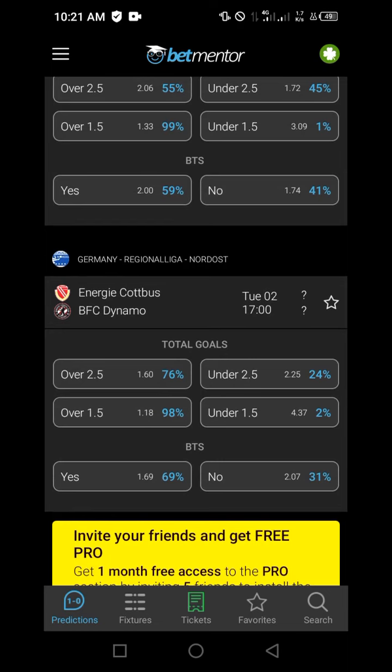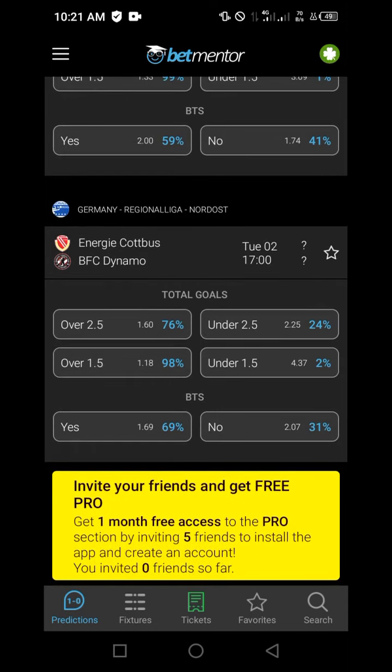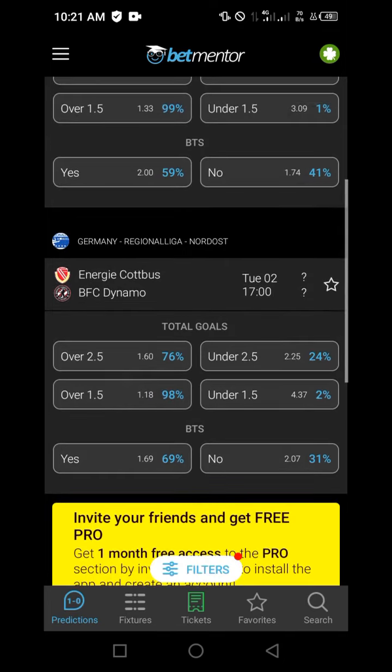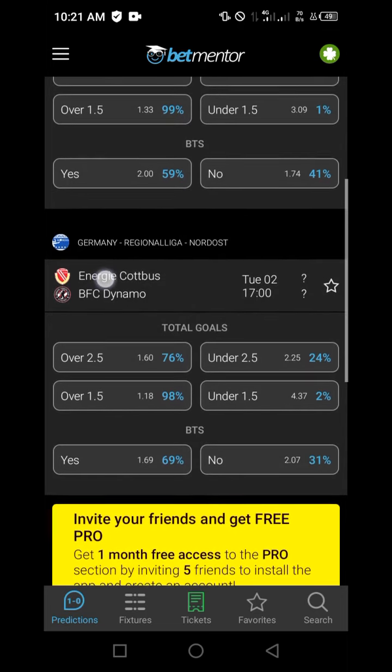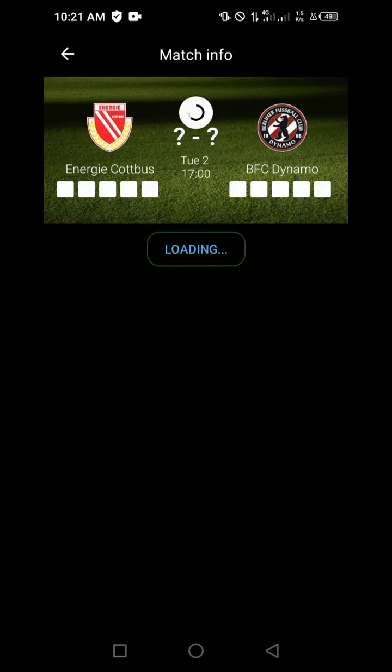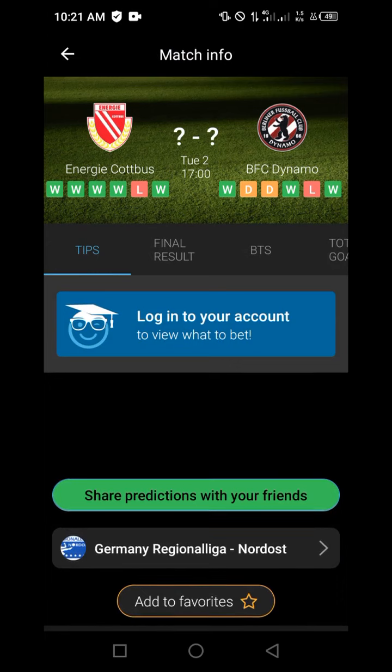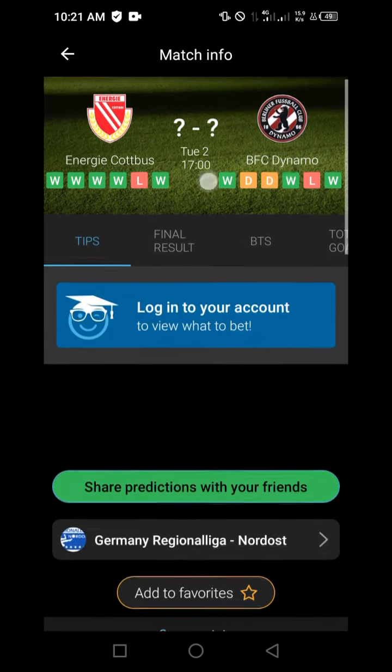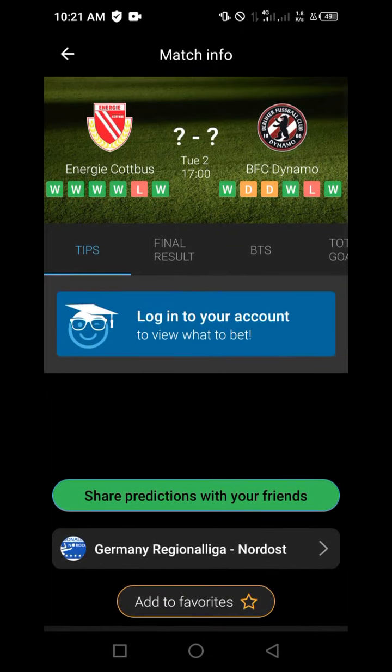Once you have made note of which percentage is the greatest, as in this case 98% for over 1.5 goals, the next step is to come to the match itself and click on it directly or tap on it with your finger. Once you do that, you will be redirected to a next page. You can see the form of both the home and away team, based on W, L and D, which means W for win, L for lose, and D for draw.